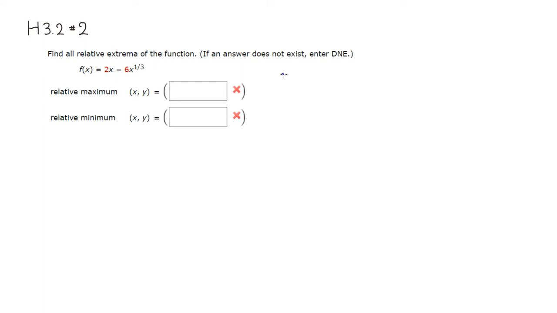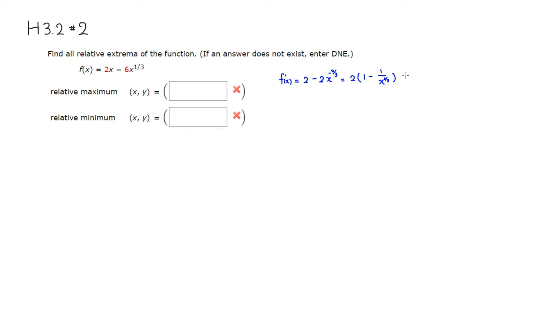So f prime of x is equal to the derivative of 2x, which is 2, minus, put 1/3 in front, but 6 is there, so 6 times 1/3 is 2, x, and subtract the 1 from 1/3, so it's a negative 2/3. So this is going to be equal to 2 in common, and it's going to be 1 minus, it's a negative power, so I'm going to put it on the bottom, and it's a 2/3 power.